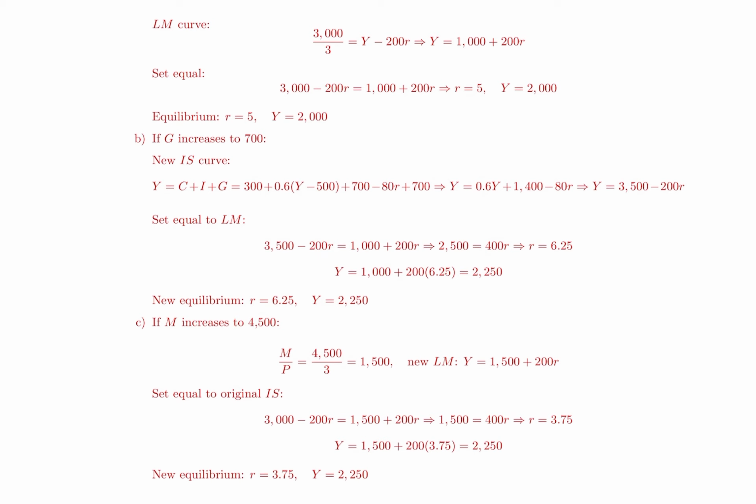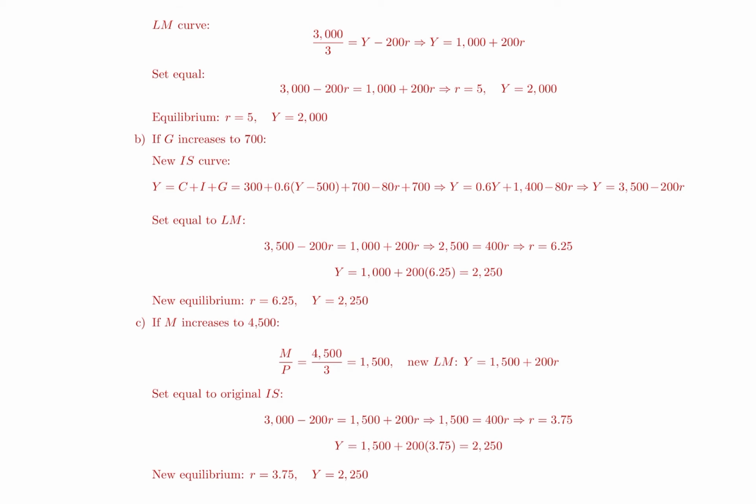B. If G increases to 700, first update IS, then we get Y equals 3500 minus 200R. Set new IS equals LM, and we find R equals 6.25 and Y equals 2250. So the new equilibrium is interest rate R equals 6.25 and output Y equals 2250.